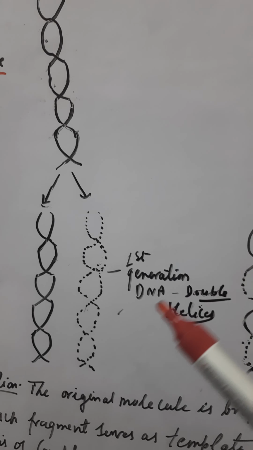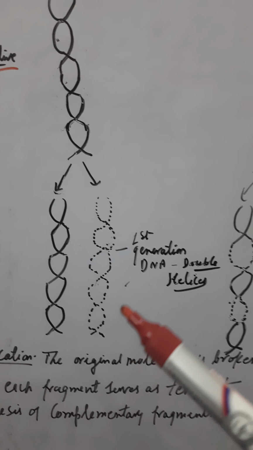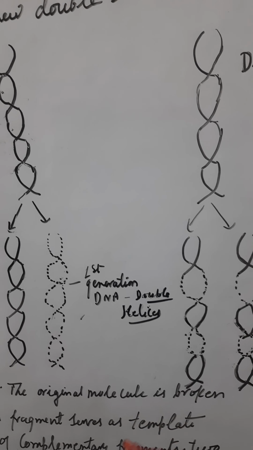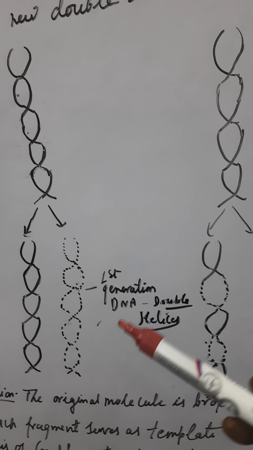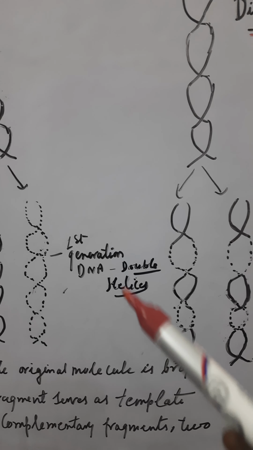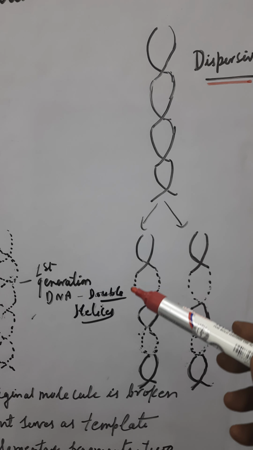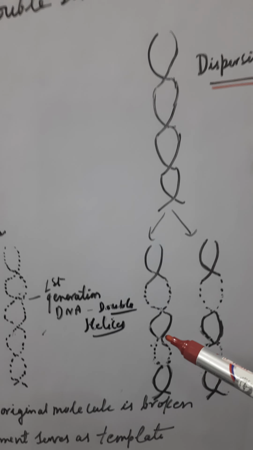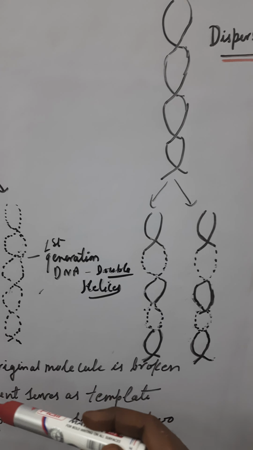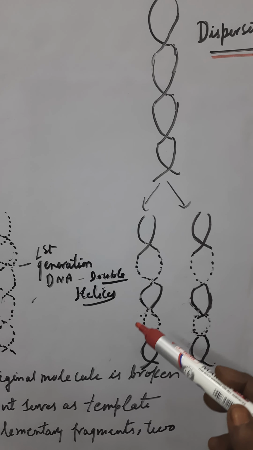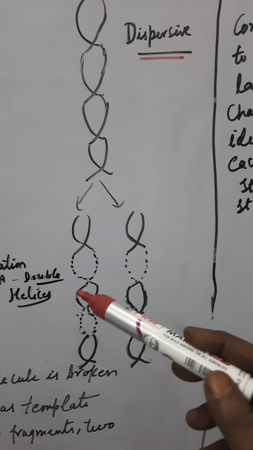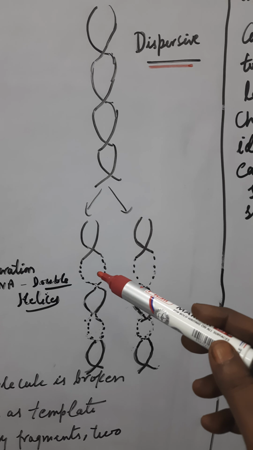Now another one is the dispersive replication. What happens in dispersive replication? The original molecule is broken into fragments and each fragment serves as a template for the synthesis of a complementary fragment, and the two molecules are formed consisting of both the old and new fragments.